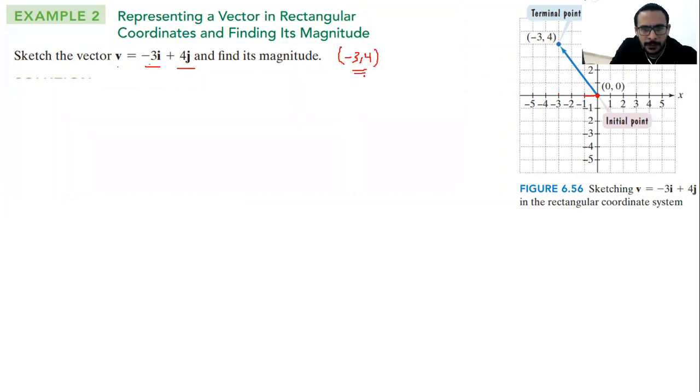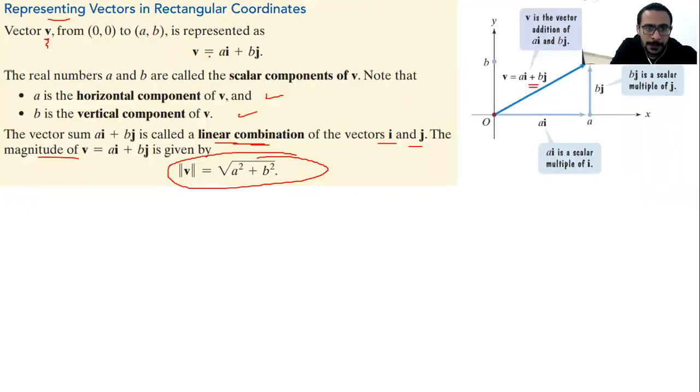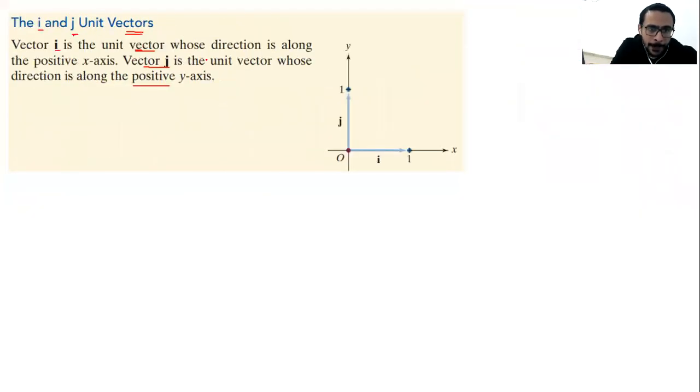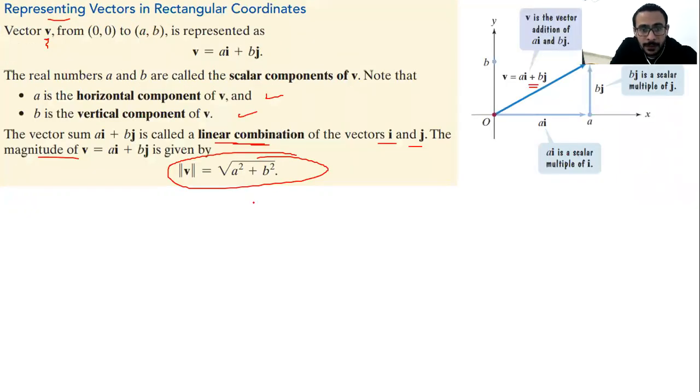So what is the i? I didn't understand. Unit, this i is the unit vector, I is the unit vector along the positive x-axis, and j is the unit vector whose direction is along the positive y-axis.